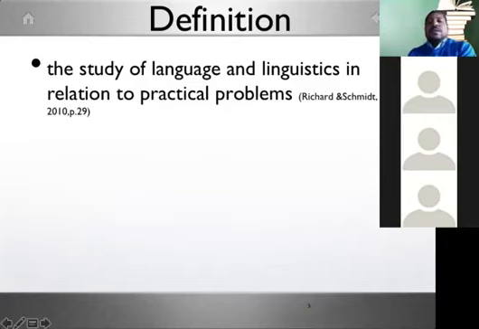Now, one of the main quoted definitions for applied linguistics is produced by Richards and Schmidt, 2010, in which they say that applied linguistics is the study of language and linguistics in relation to practical problems. Whenever we're in front of a definition such as this one, the first thing we look at is the keywords. So here we have language, which is a keyword, linguistics, and then practical problems. So this is important.